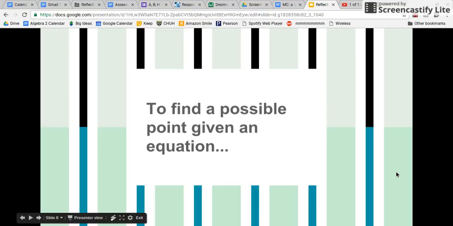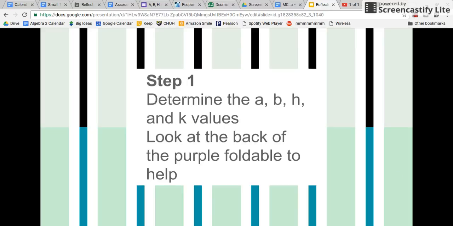So to find a possible point given an equation like we have to do in number 8, the first thing we're going to do is determine the a, b, h, and k values. So we're going to look at the back of the purple foldable, or we're going to look at the gold sheet. So pause this video to take that stuff out.